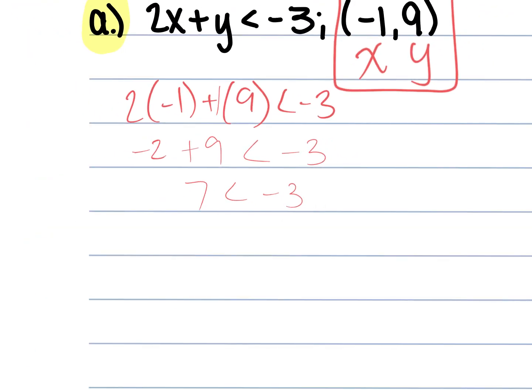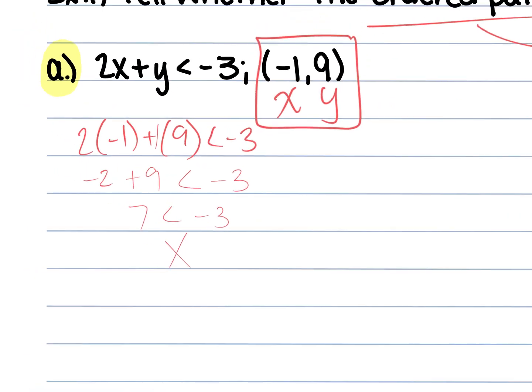Is 7 smaller than -3? So is this a true or a false inequality? False. So we would say as our final answer, how do we write my final answer? Segi? -1, 9 is not a solution. Is not a solution. Very good.